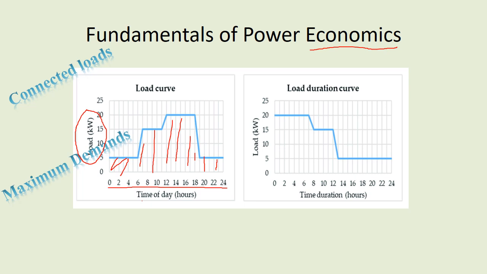Next is your maximum demand. Maximum demand is the greatest demand of load on the power station during a given period of time. As you can see here, this is the maximum demand: 20 kilowatts is the maximum demand during a specified period. So it is the greatest demand of load on the power station during a given period. Next is your average load. So this is your average load.